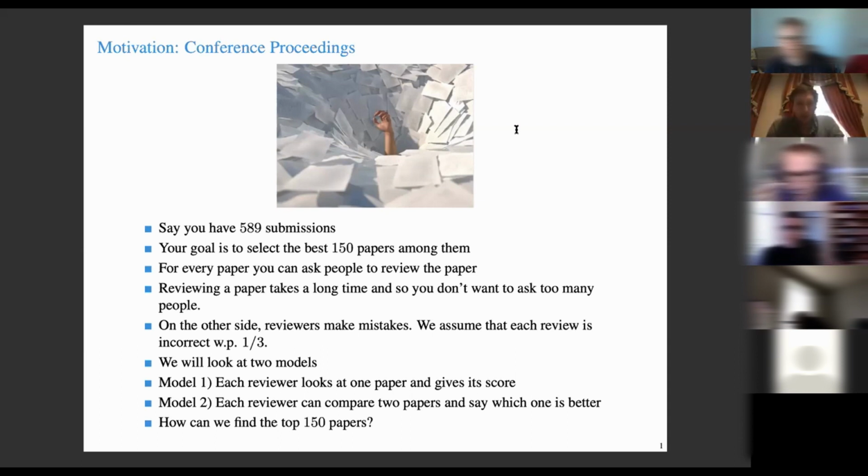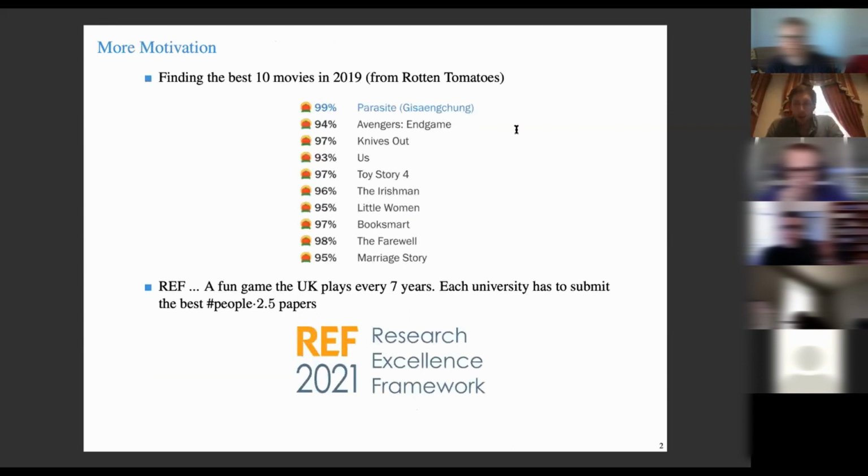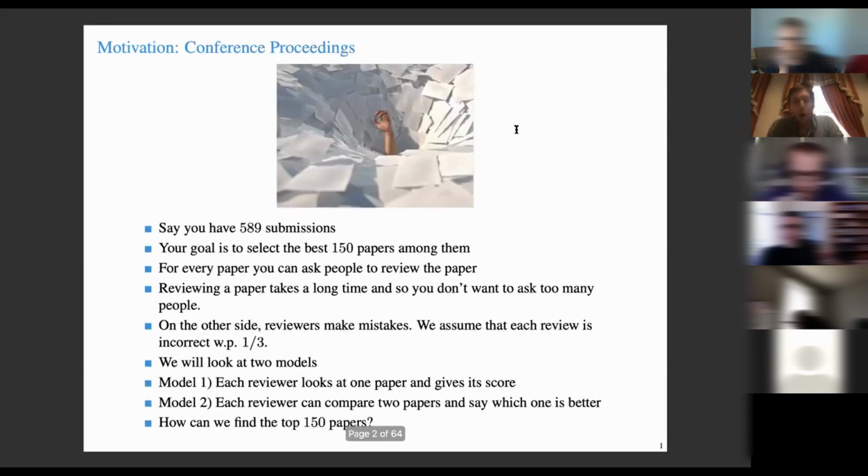A quick question about the model. So what do you mean precisely when you say that a reviewer is wrong with probability 1/3? So I'm going to go into the details in a second. This is just to mentally prepare you for what's coming up.